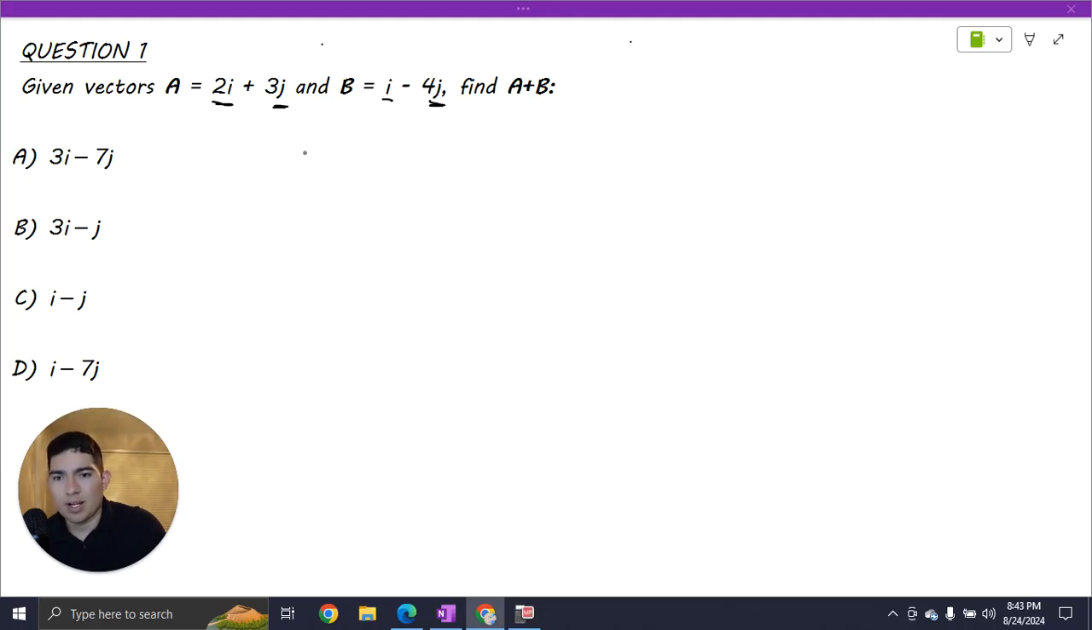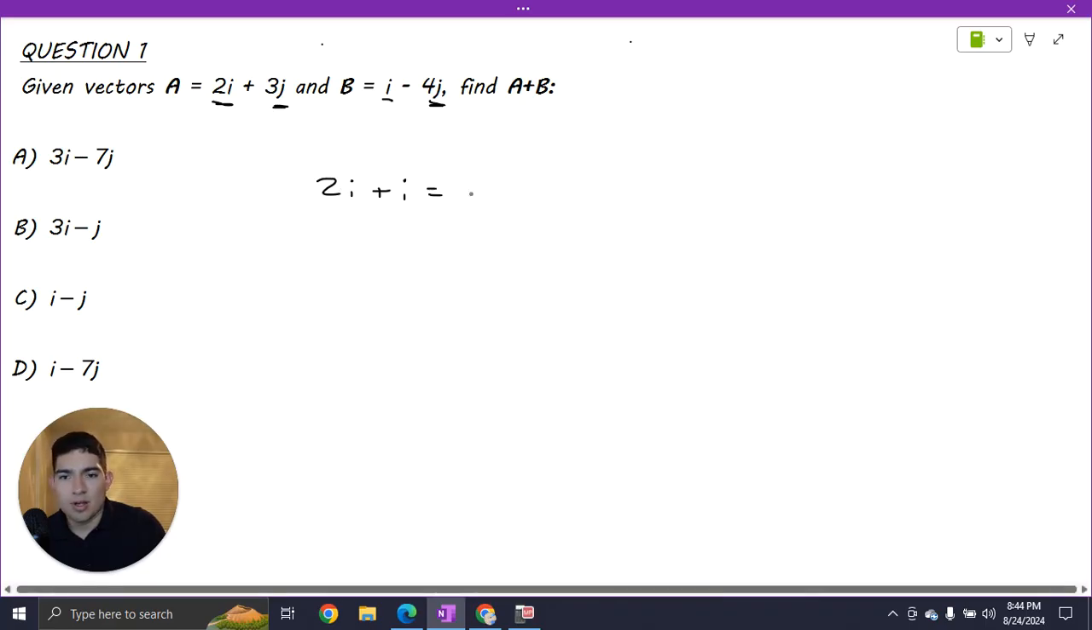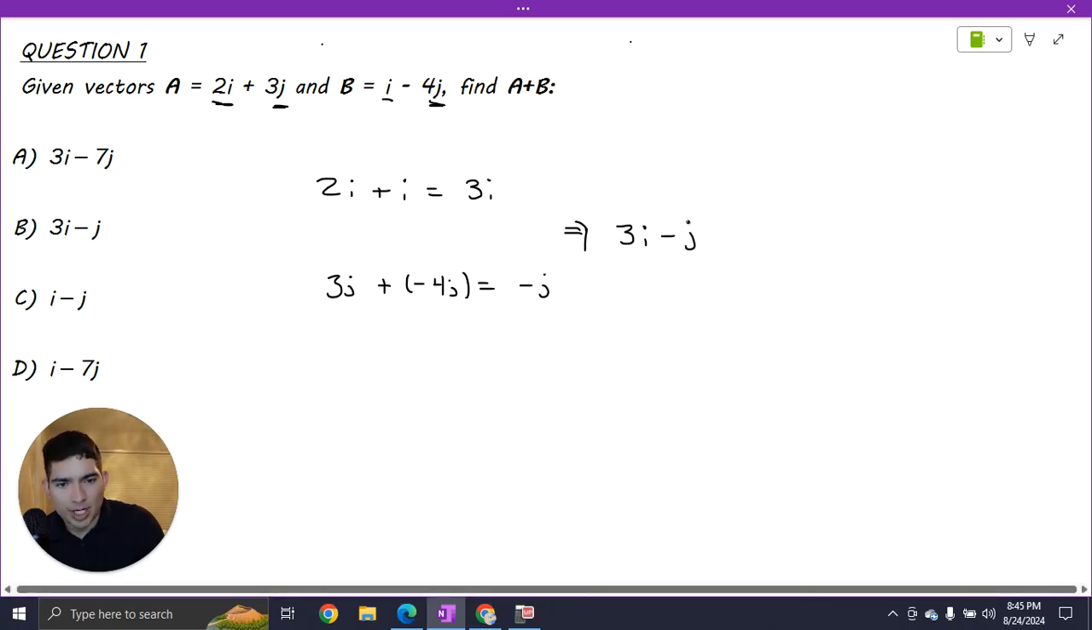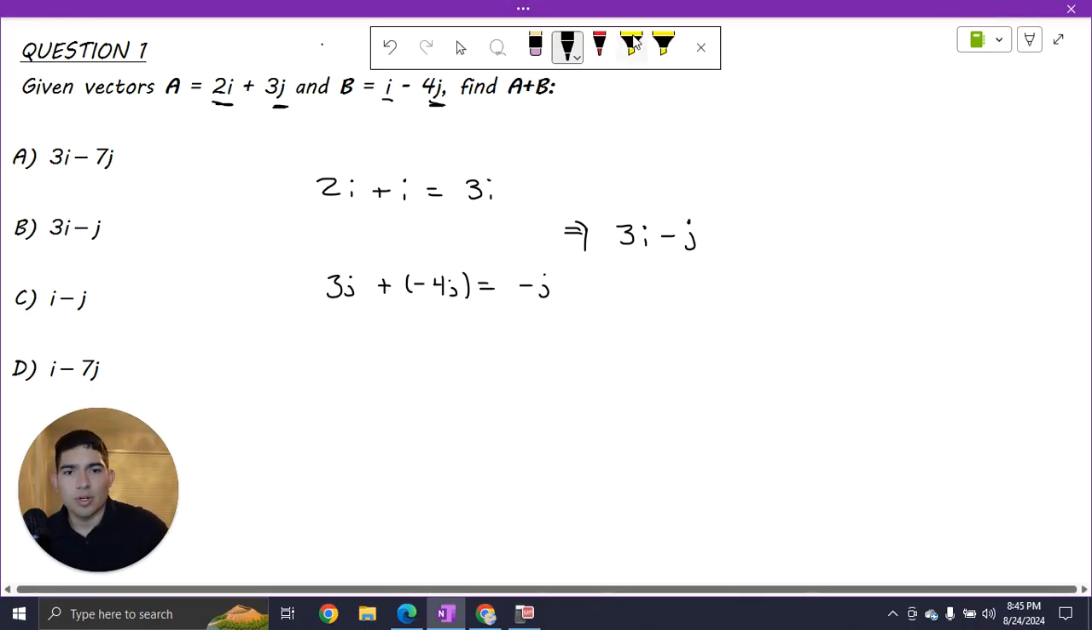So let's start off with adding the i components first. In this case, our vector addition for the i components is going to be 2 plus 1. That's going to give us a result of 3 for the i component, plus a negative 4. So that's going to be a subtraction, and that'll give us a result of negative 1 for the j component. Then if we combine our components back together, we're going to get 3i minus j as our resultant vector. So if we take a look at the multiple choice, the answer for this one is going to be B.